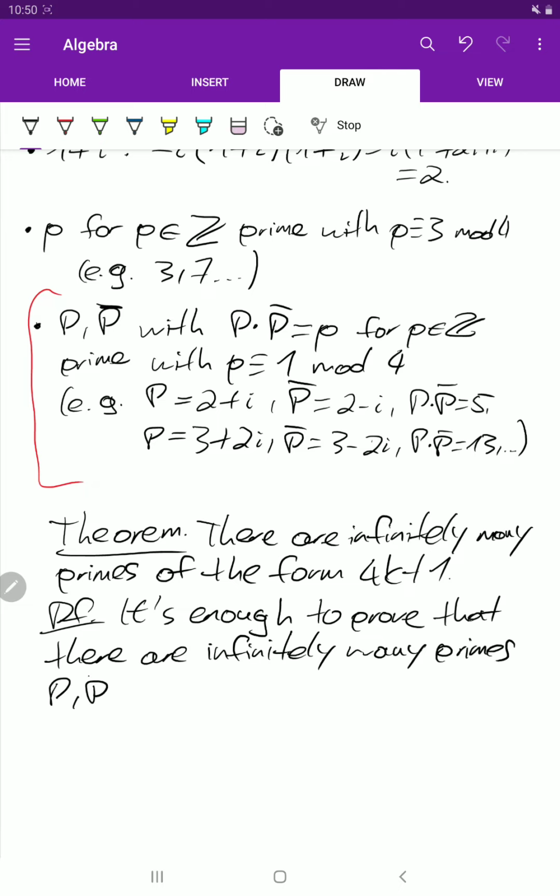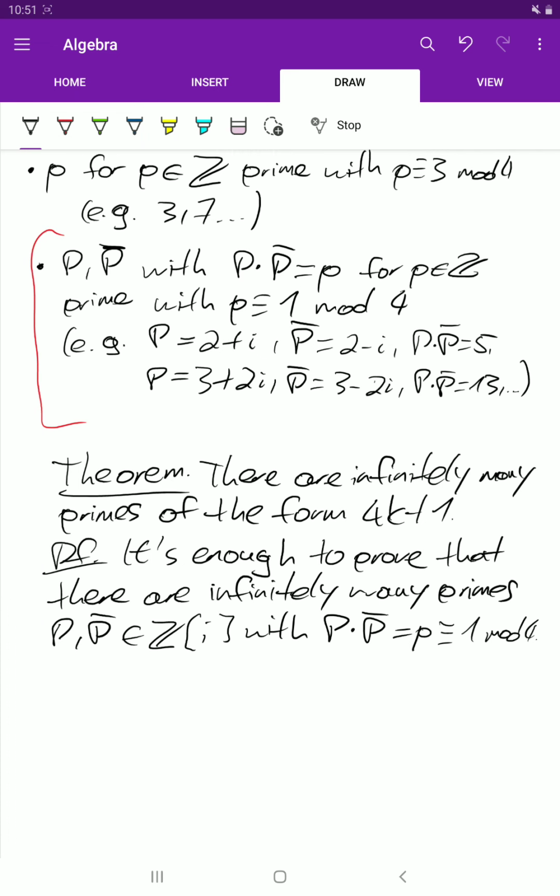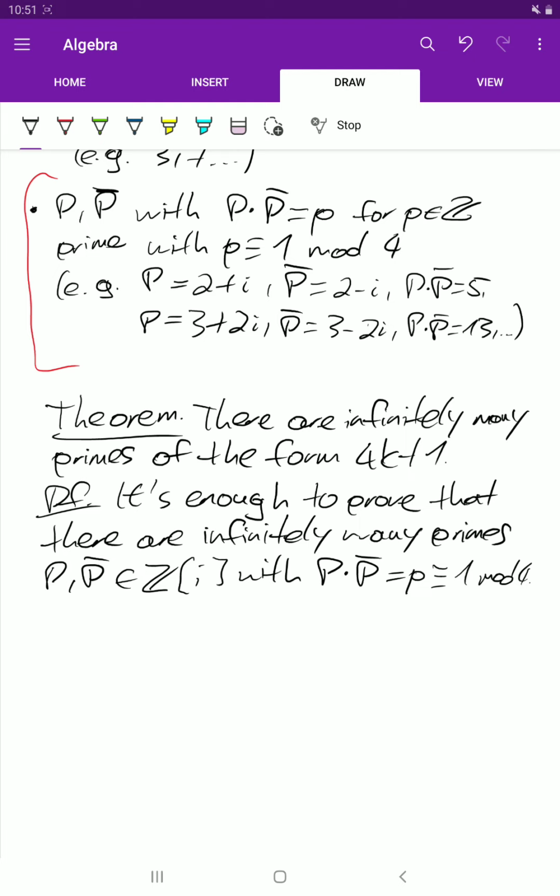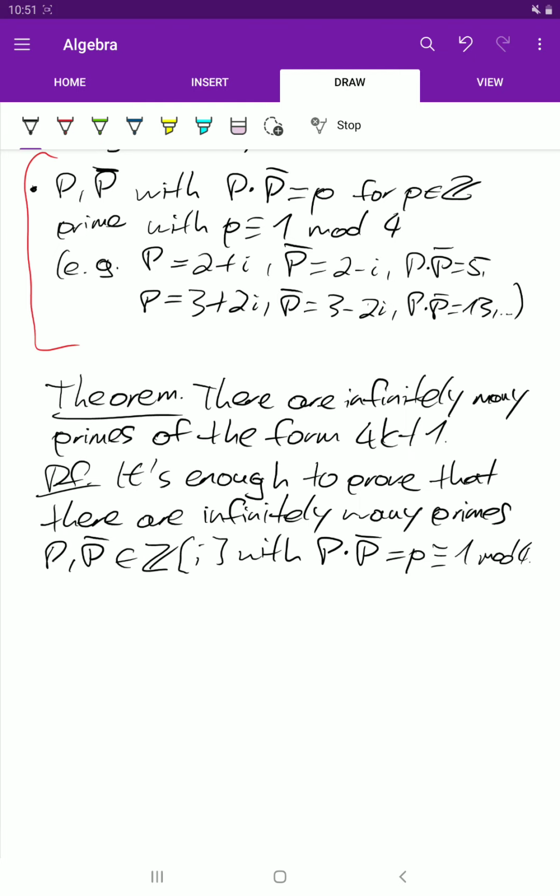So P and P bar in the Gaussian integers with P times P bar a prime. Also a short remark about this statement before: of course, if we have different prime numbers in the integers here, then also these P and P bar will be different. Okay, so let's prove it. I mentioned that we want to have a similar proof as the classical proof from Euclid that there are infinitely many primes. So let's suppose it's not the case.